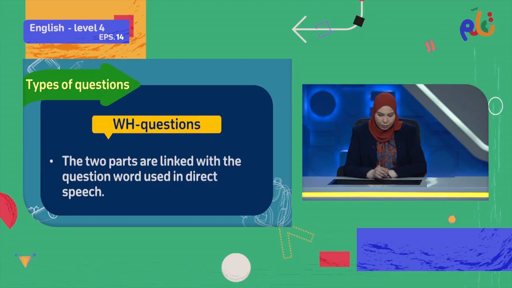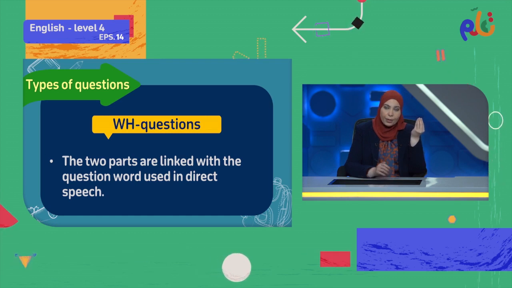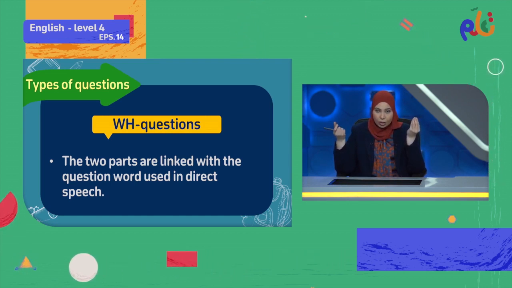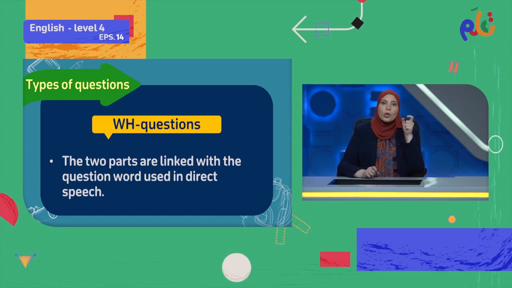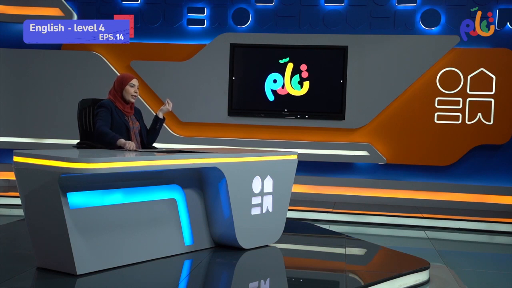So what about a WH question? In the WH questions, the two parts, the reporting verb and the question, are joined by the question word itself. So we use the question word as a link between the direct or the indirect part and the statement that we are reporting. So we will join it to the question by its question word. Let's see an example that would make it easier for us.